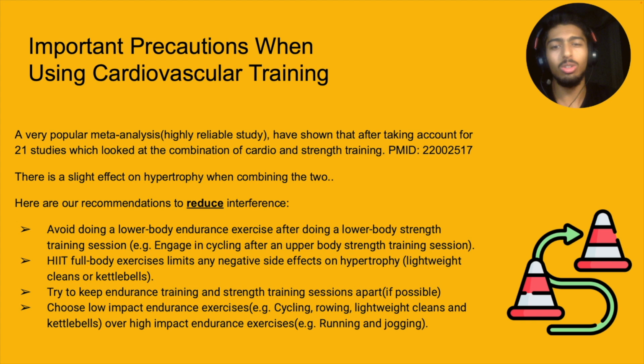Studies have shown that running and jogging have a strong effect on hypertrophy by declining that effect. It does have very strong interference. But if you're doing low impact exercises like cycling, rowing, lightweight cleans, and kettlebells, there's barely any effect on hypertrophy, and actually it might even be very beneficial for improving your strength on your weightlifting exercises.